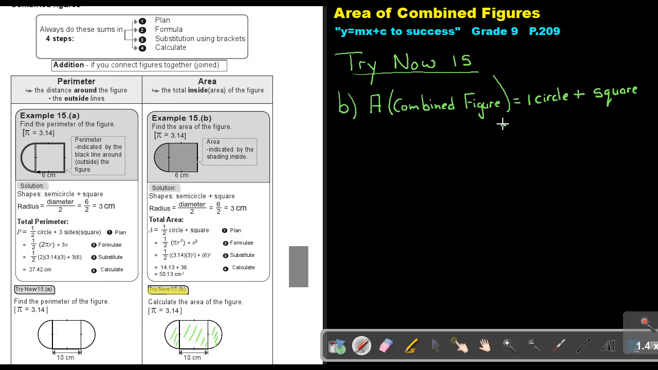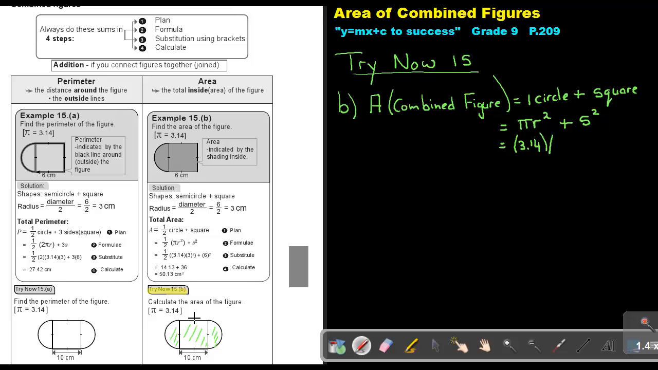Okay, now I'm just going to write down the formulas. Now, what is the area of a circle? It's pi r squared. What is the area of a square? Side times side. And then if I substitute it, it's 3,14. And then I'm going to substitute the radius.